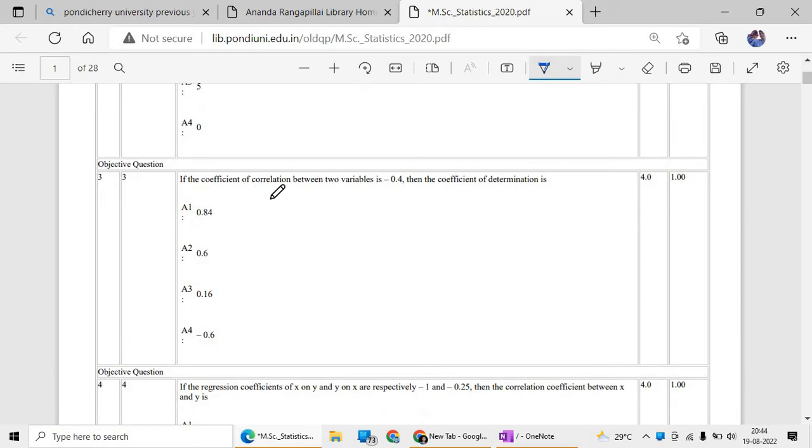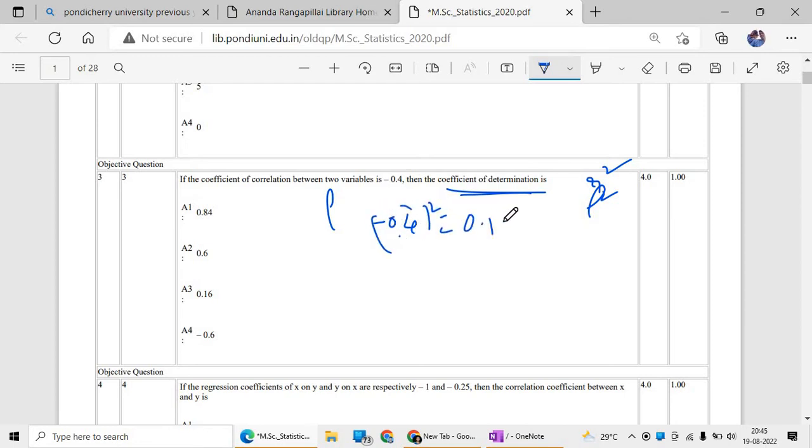And one more question: the coefficient of correlation of two variables is minus 0.4. Then what is the coefficient of determination? This is R square, this is rho square. So rho square is minus 0.4 whole square, how much? 0.16. So option 3 is the correct answer.